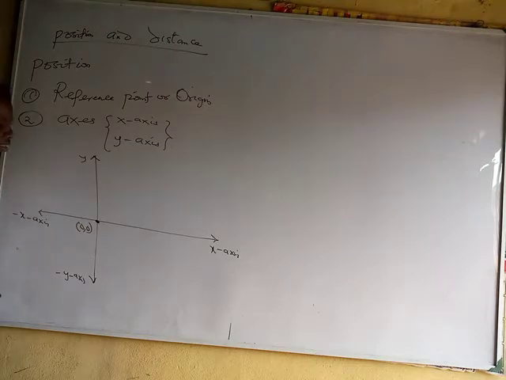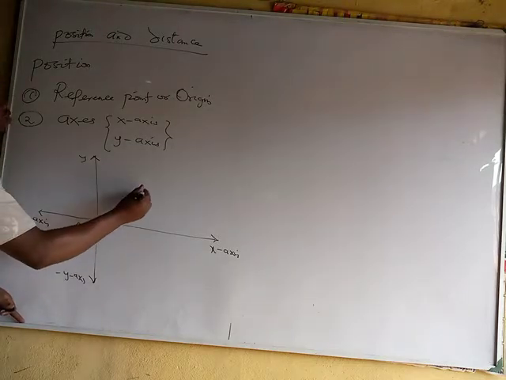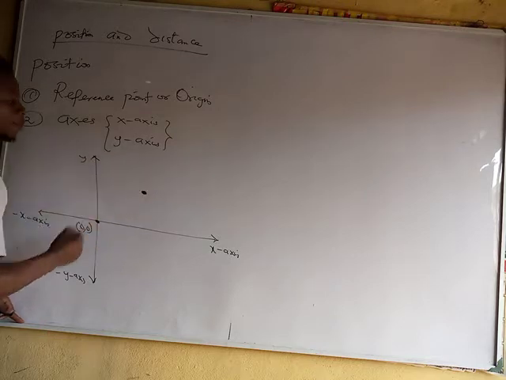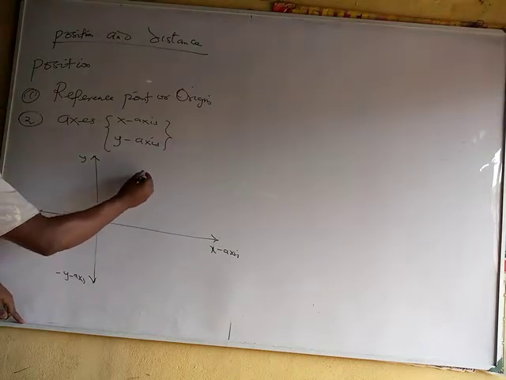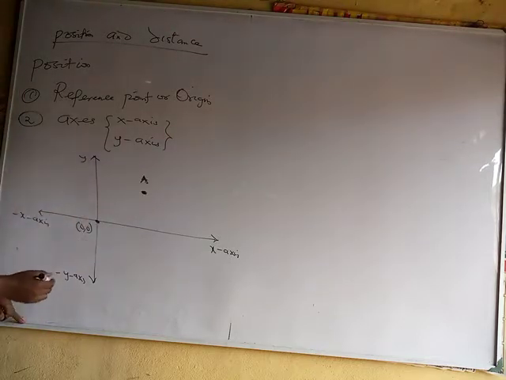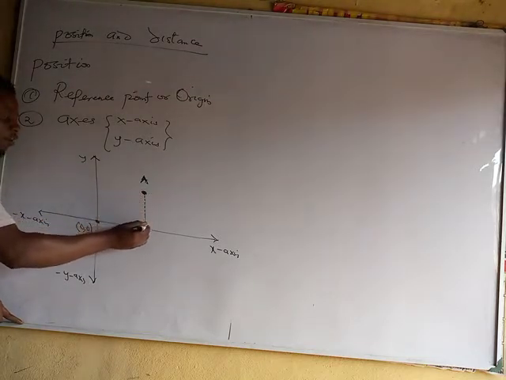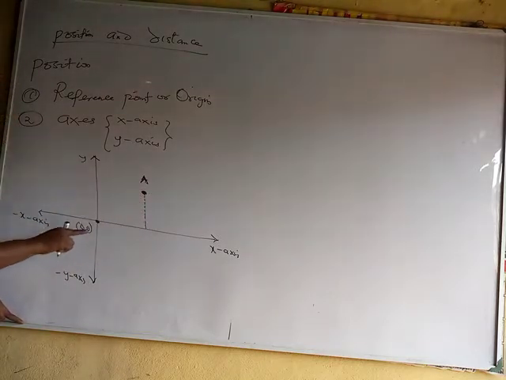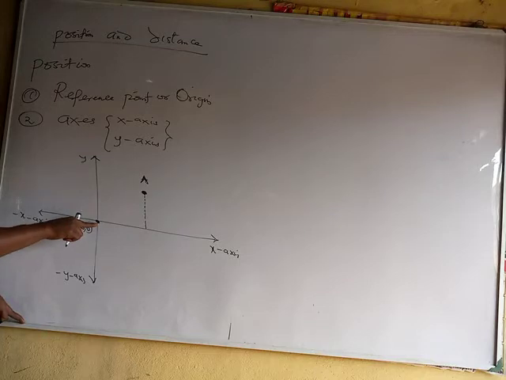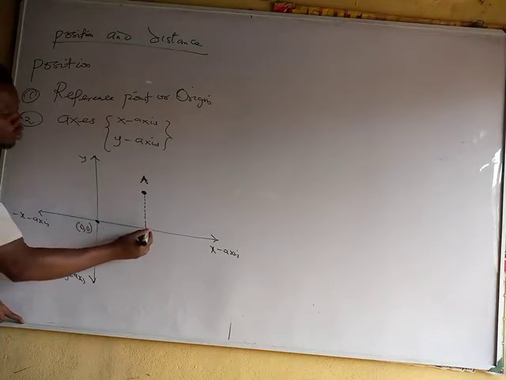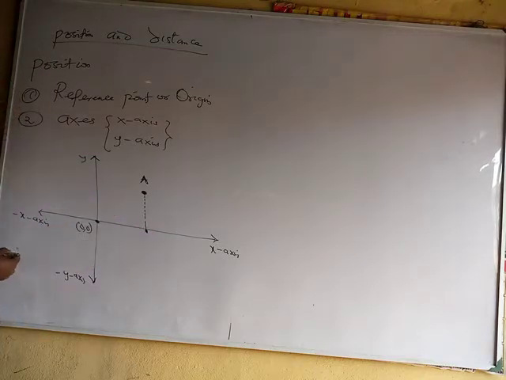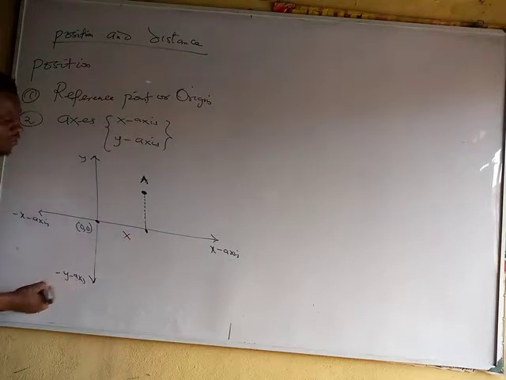Now in that case, suppose that an object is found at this particular point. And that point is what? A. When you trace down this particular point to this X axis, you can see from the reference point, from the origin to this particular point is what? Our X. It's very, very important.